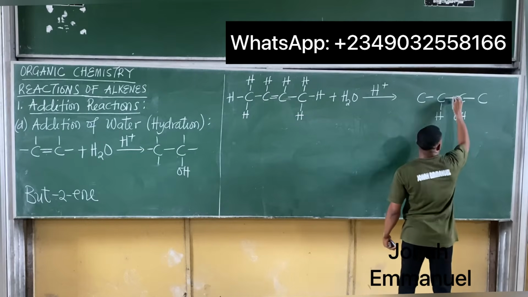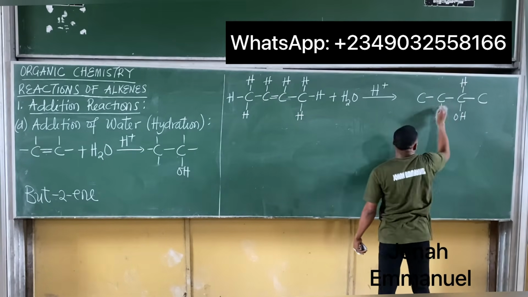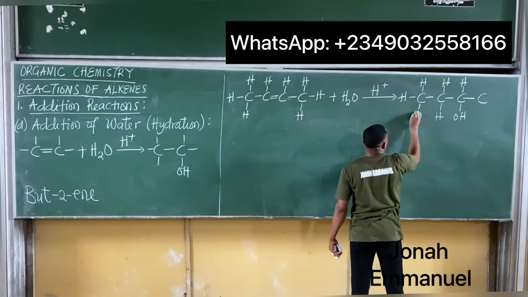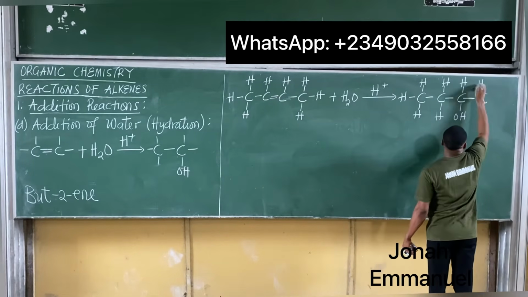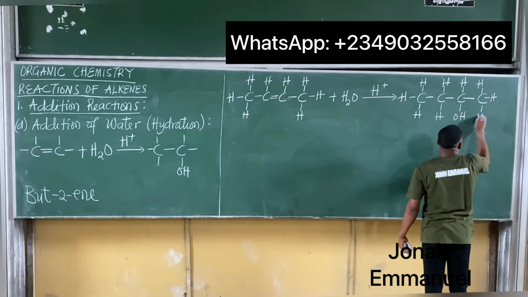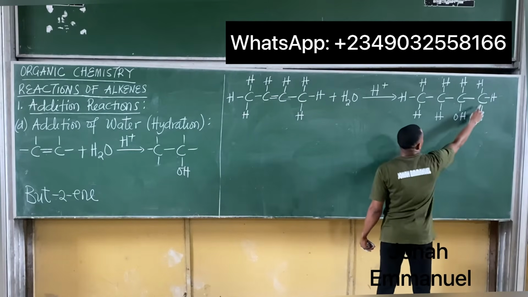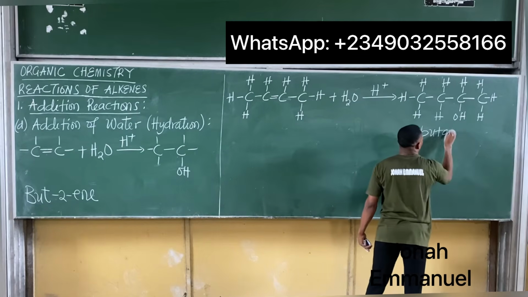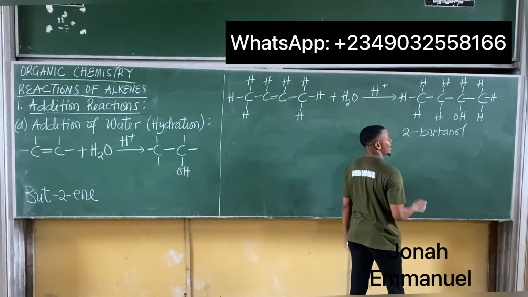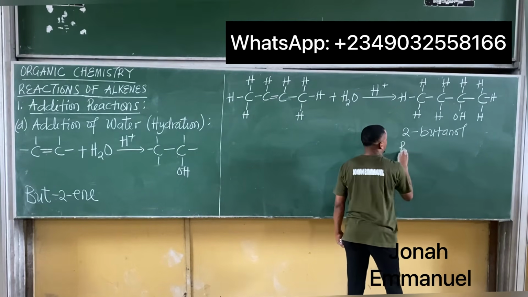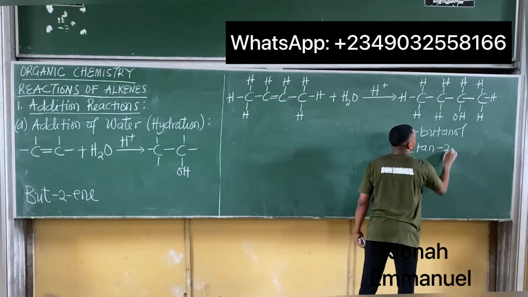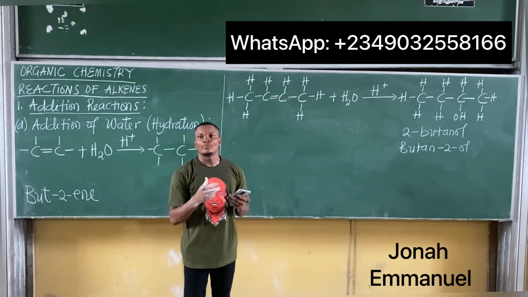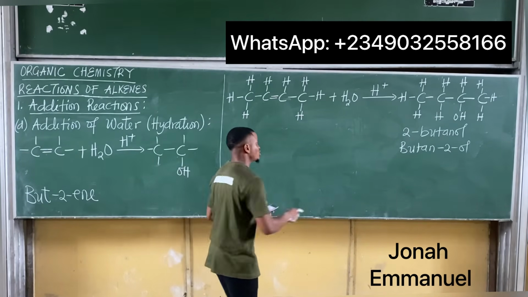Complete the structure. 1, 2, 3, 4. So if I should name this, it becomes butan-2-ol. This is what you get majorly. And I said there's a minor product. What's your minor product? Check very well.